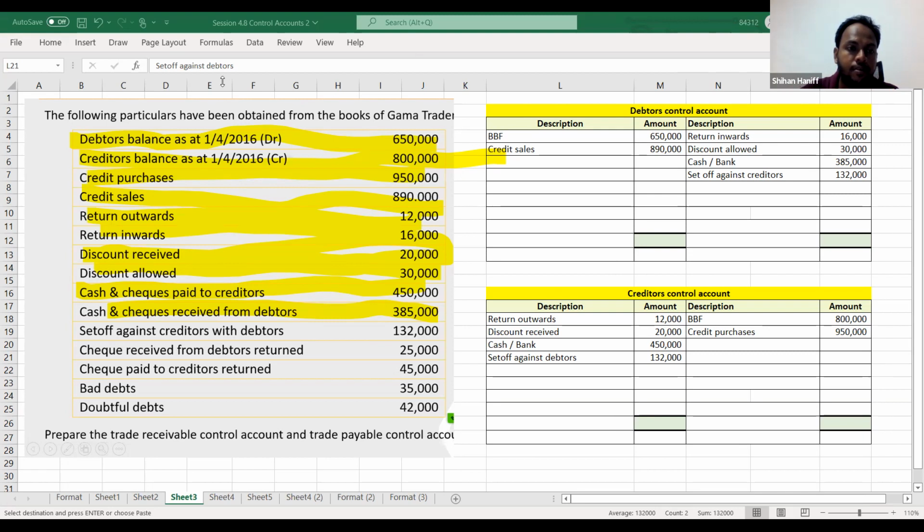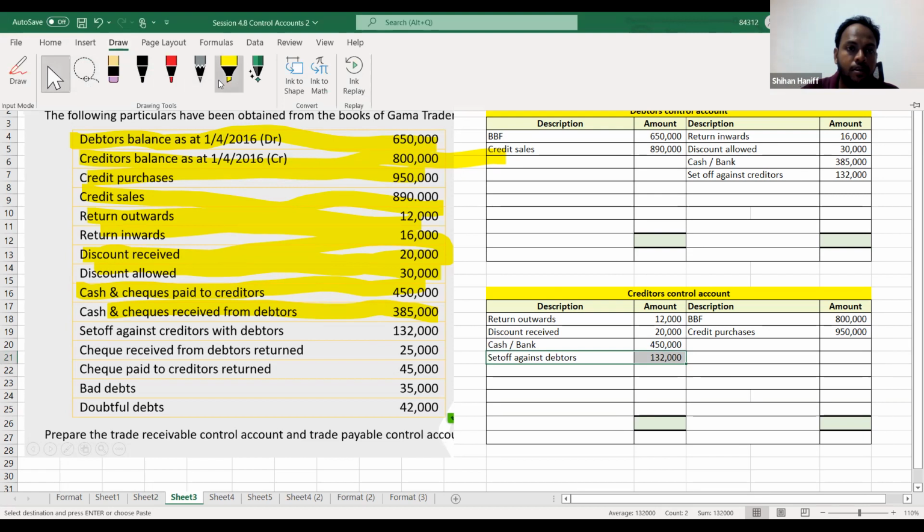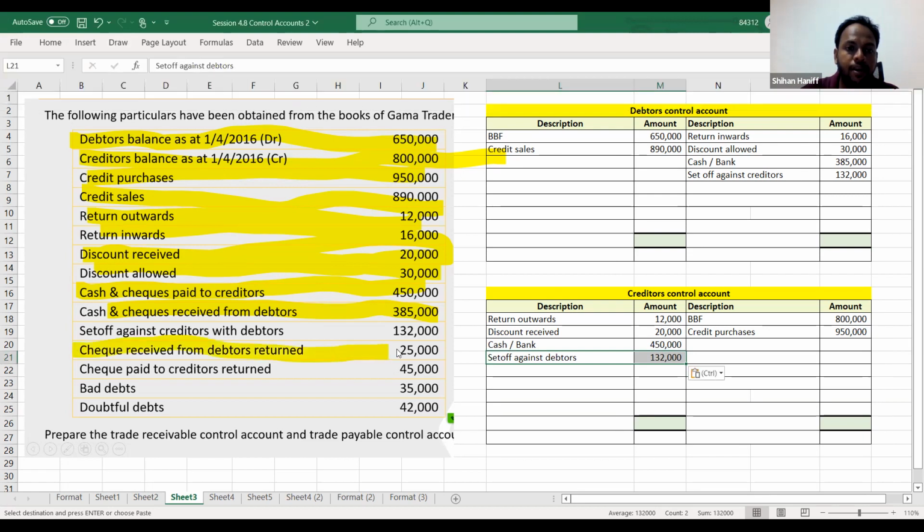Next. Check received from a debtor returned. When you receive a check, it was credited here. When we receive a check, then if it is returned, this balance will increase. So this will be debited by 25.